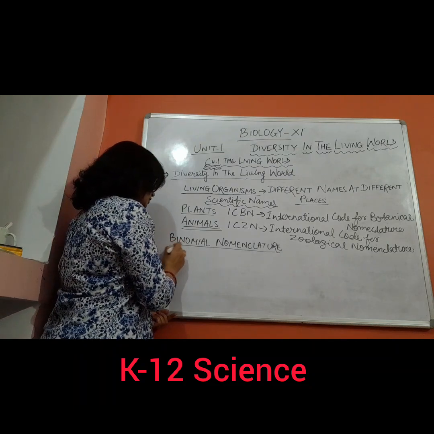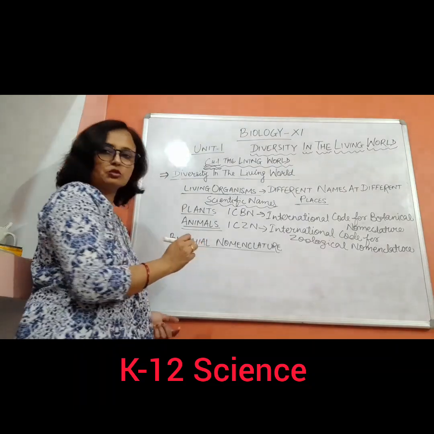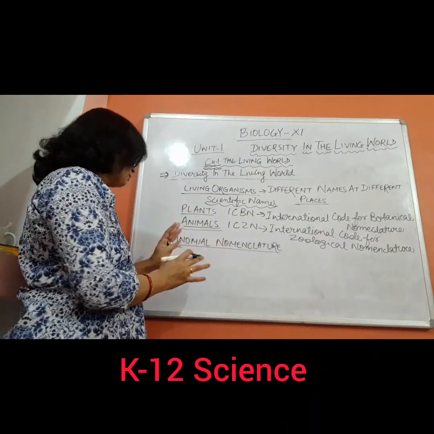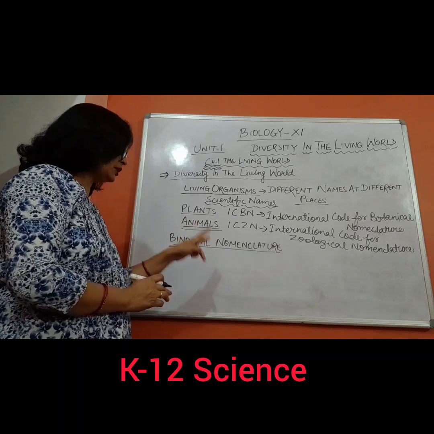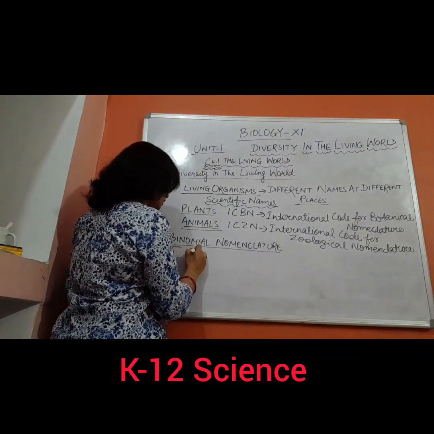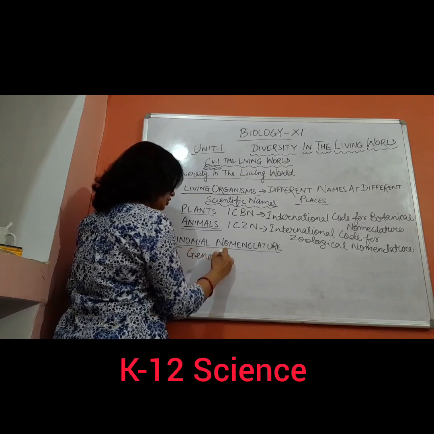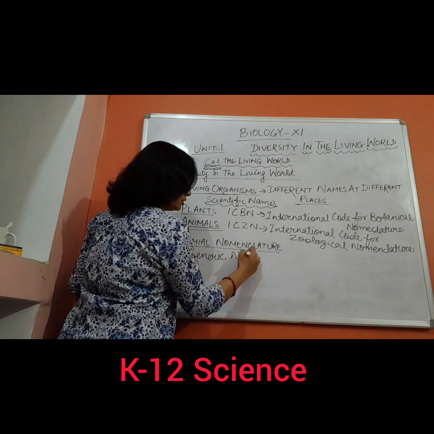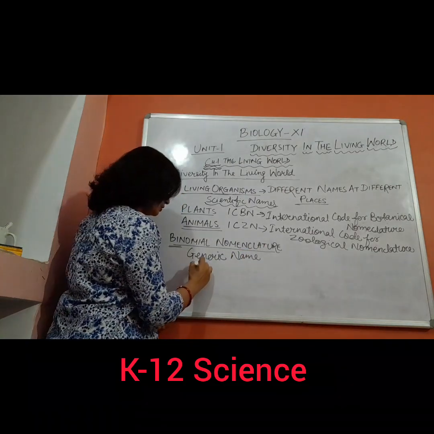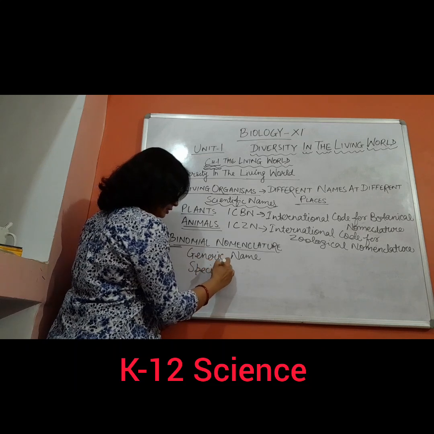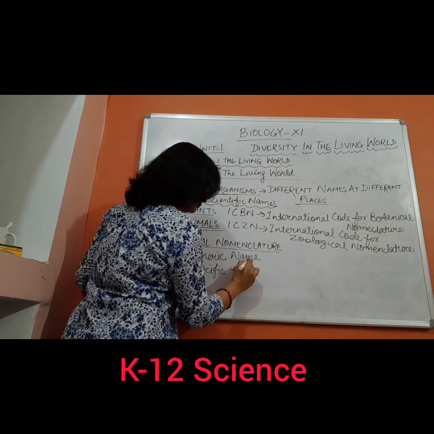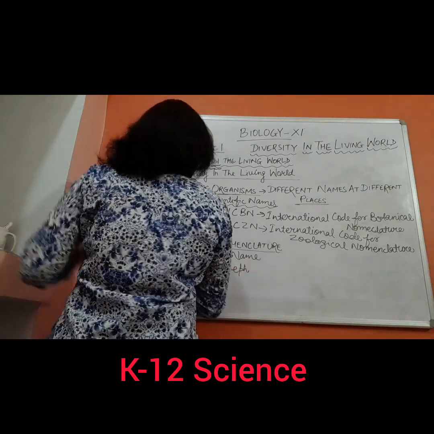Binomial nomenclature means giving a name to a living organism with two parts. Bi means two. There are two parts in scientific naming. What is the first? The first name is generic name, and the second name is specific epithet, the species name.